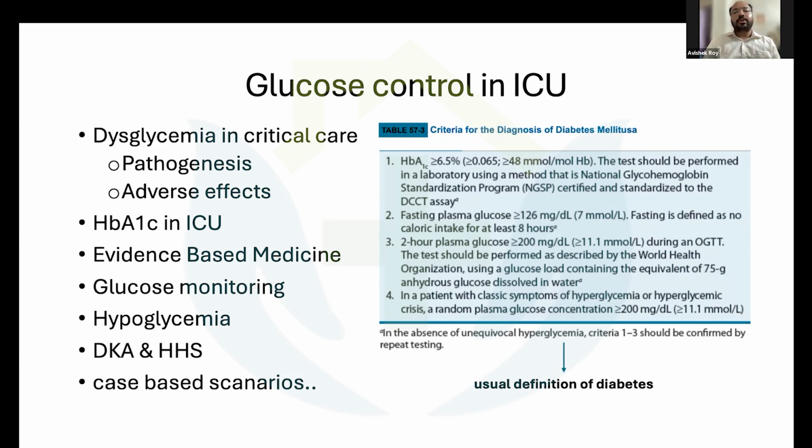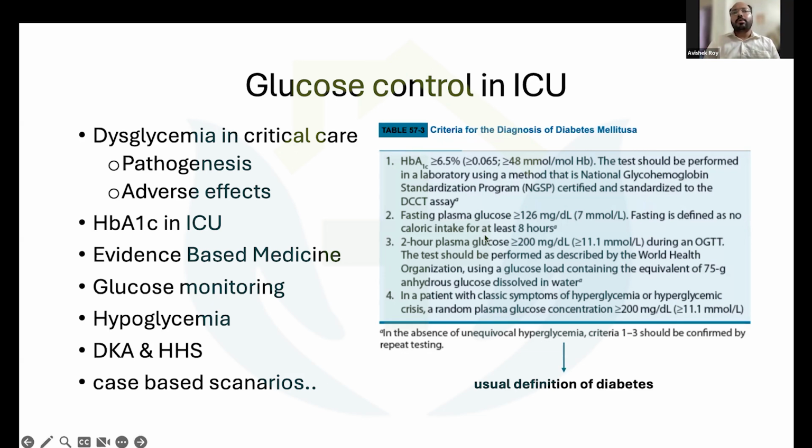Coming to the first thing, what is the current definition of diabetes? A single HbA1c value of more than 6.5%, with the test performed in a laboratory using a method standardized to the National Glycohemoglobin Standardization Program. Fasting plasma sugar should be more than 126, and fasting is defined as no food for at least 8 hours.